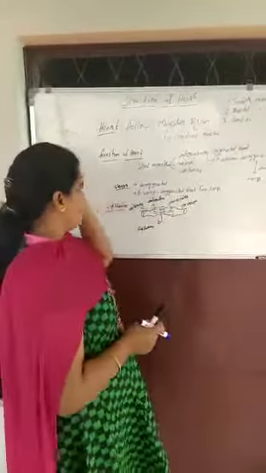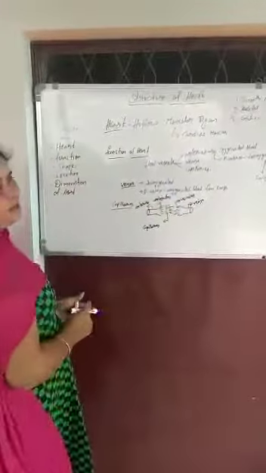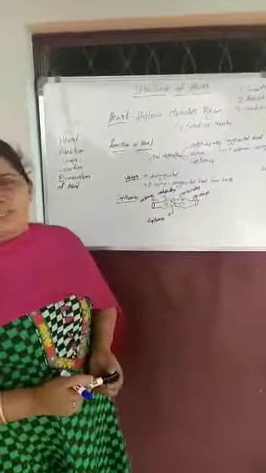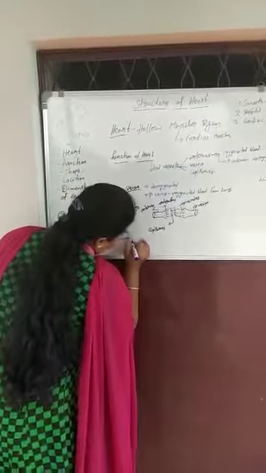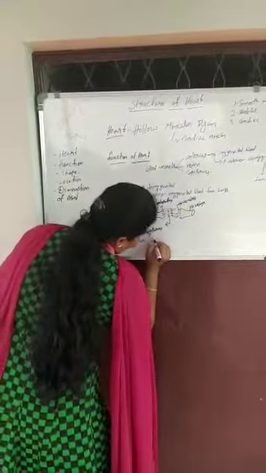So that is about the blood vessels. Next we can see the shape of the heart. What is the shape of the heart? Pear shape or conical shape. The shape of the heart is pear and conical shape.